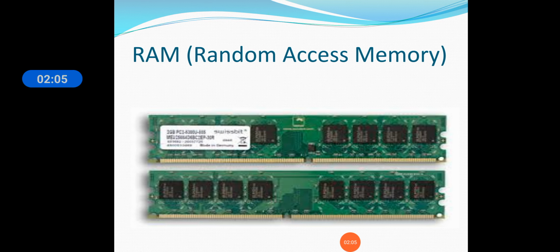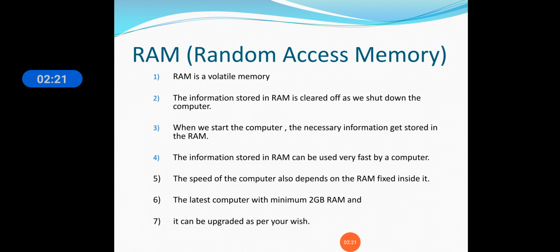Now we are going to study about RAM. You can see the picture. This is the picture of the RAM, that is called random access memory. So this chip is called RAM. Okay, this is called random access memory. What is RAM? What are its specifications?